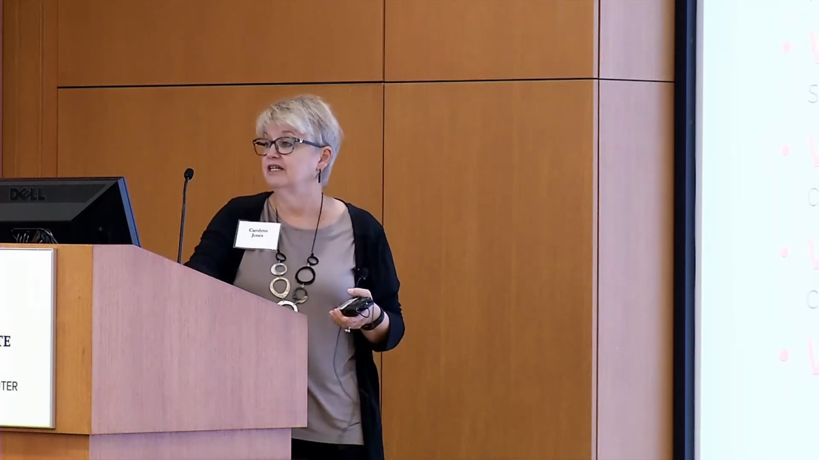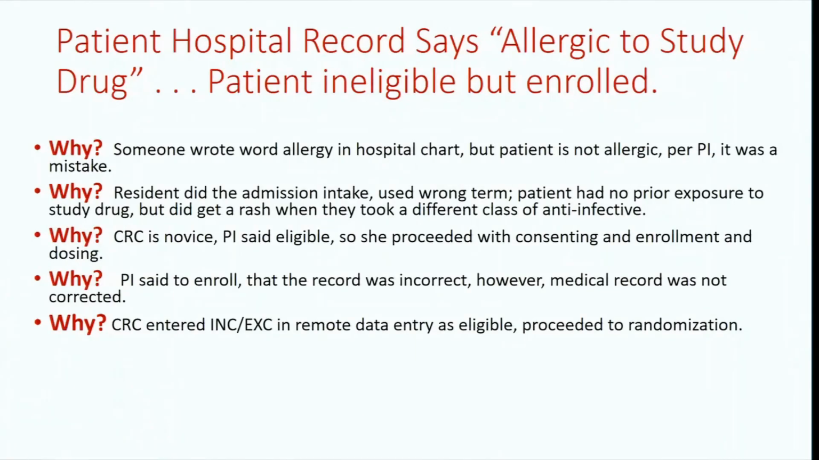So, patient is enrolled in a clinical trial. This is sort of me imagining because I wasn't on that phone call. I just heard about it. Why was this patient enrolled in this trial when the medical record says allergic to study drug? The patient is ineligible but enrolled according to that source document. Well, why did that happen?